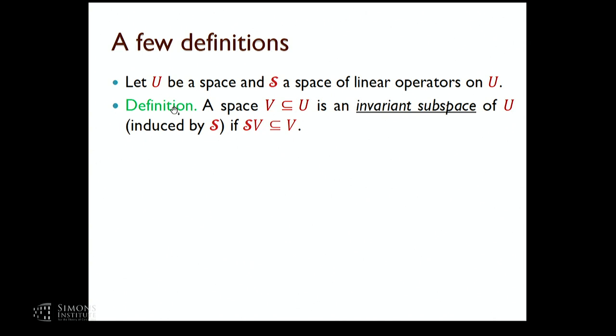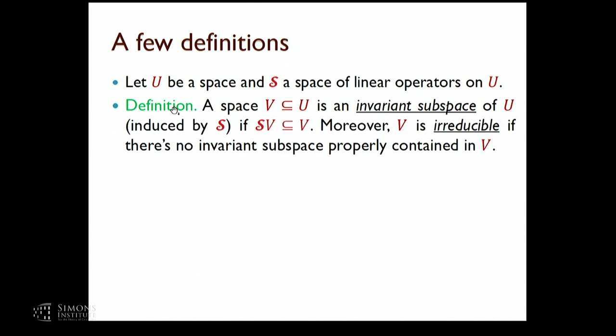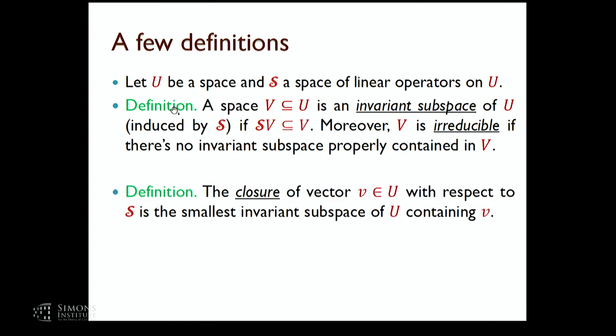So let U be a space and S a space of linear operators on U. We say V, which is a subspace of U, is an invariant subspace if S maps V to V. And moreover, V is irreducible if you can't split it further into invariant spaces, right? Which means that there's no invariant subspace properly contained in V. Okay, we also define the closure of a vector with respect to this space of operators S. It's the smallest invariant space of U containing V. Right? That's the closure of a vector.